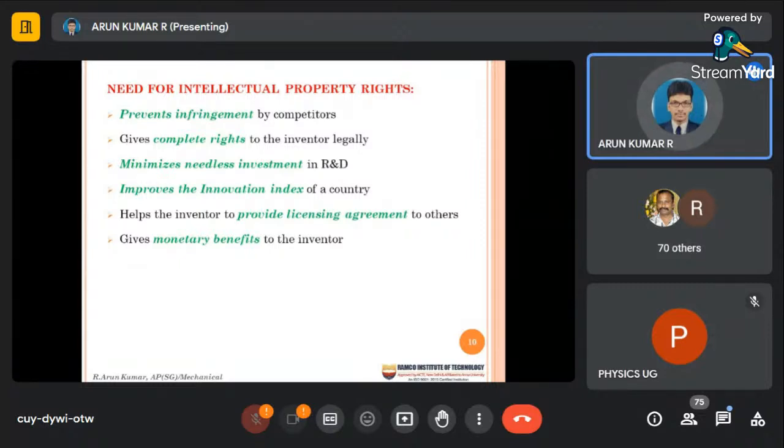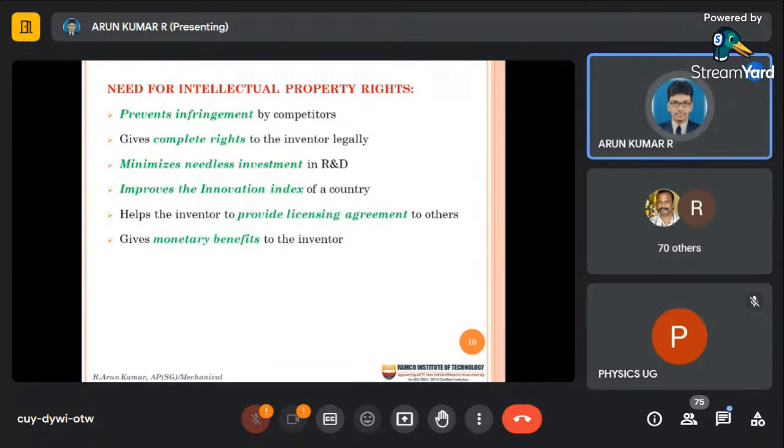And next one is it improves the innovation index of a country. I'll show you what actually an innovation index is and what is the position of our country in that global innovation index. And next one is it helps the inventor to provide licensing agreement to others, as I told in the previous case of Covishield, where Serum Institute got a license transfer from Oxford University to market and sell it in India and other countries.